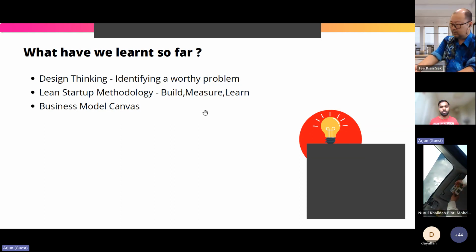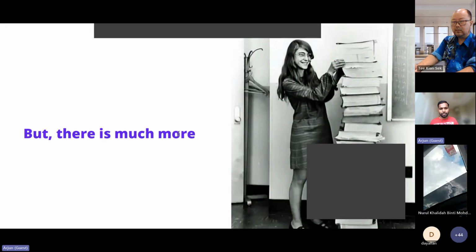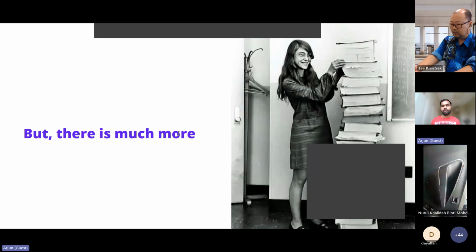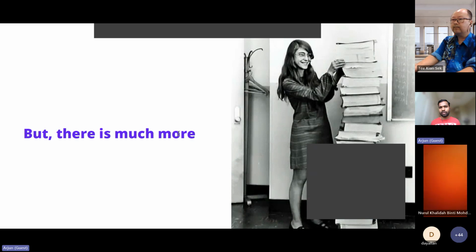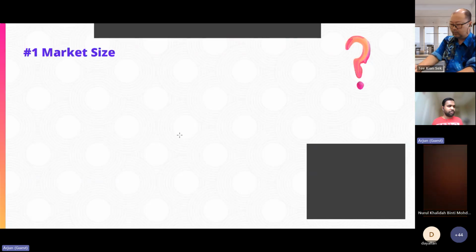Startup 101, everything you need to know to build your startup. So yes, in the business world, in the startup world, there are many things to understand. There are many things to learn. Just having a product that is technically competitive enough is not enough to succeed in the business world. So there are many things that you need to know, and that's what we will see today. The very first thing that we need to understand is market size.